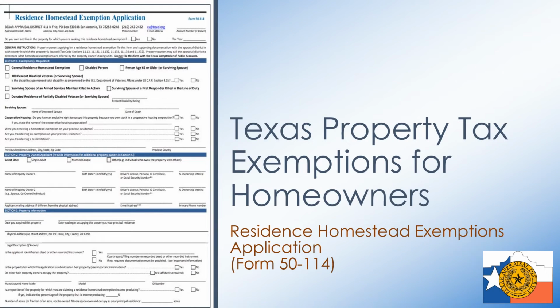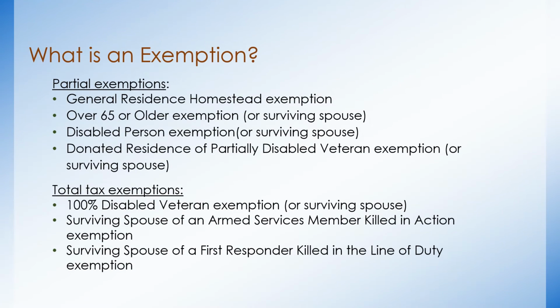Texas property tax exemptions for homeowners. This presentation will provide you with information regarding available residential homestead exemptions, a summary of application requirements, and how to apply for an exemption. There are two types of property tax exemptions available for homeowners: partial exemptions and total tax exemptions. A partial exemption removes a portion of your value from taxation, whereas a total tax exemption removes all of your homestead's appraised value from taxation.